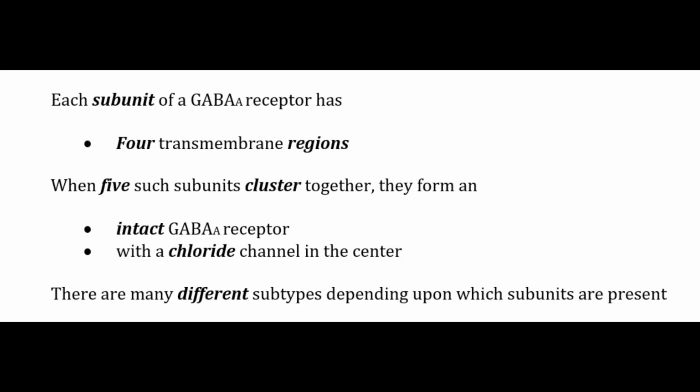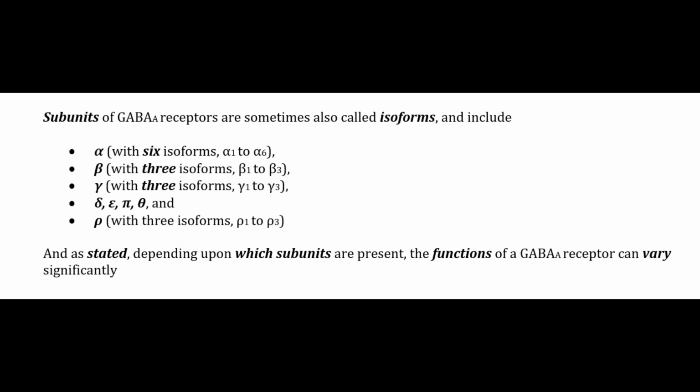GABA A receptor subtypes. Each subunit of GABA A receptor has 4 transmembrane regions. When 5 such subunits cluster together, they form an intact GABA A receptor with a chloride channel in the center. There are many different subtypes depending upon which subunits are present. Subunits of GABA A receptors are sometimes also called isoforms and include alpha, beta, gamma, delta, epsilon, pi, theta, and rho. And as stated, depending upon which subunits are present, the function of GABA A receptor can vary significantly.